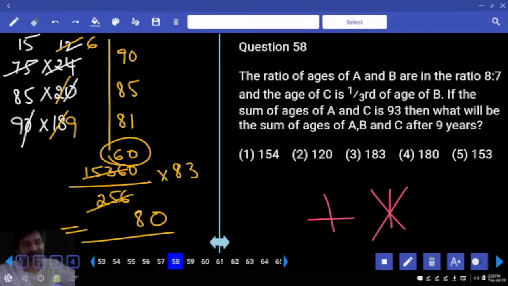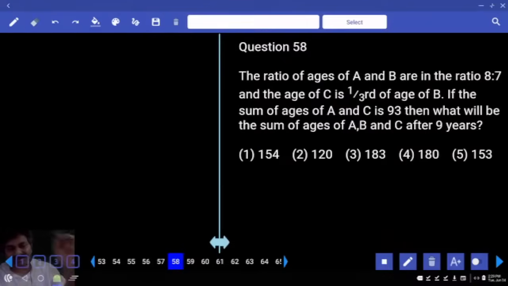The ages of A and B are in the ratio 8:7 and C is 1/3 of the age of B. The sum of ages of A and C is 93. Then what will be the sum of ages of A, B, C after 9 years? C's age is 1/3 of B's age. So upon B's age, you should be able to calculate 1/3, right? That means B's age should be a 3 multiple.